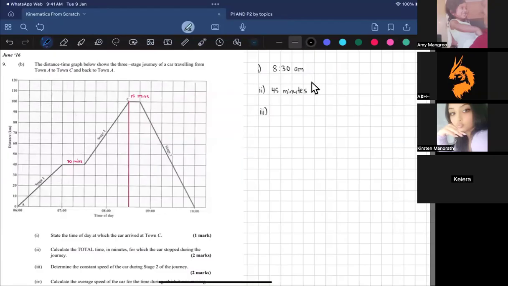Hold on. The Zoom thing is covering the screen. Okay. Determine the constant speed of the car during stage 2 of the journey. All right.